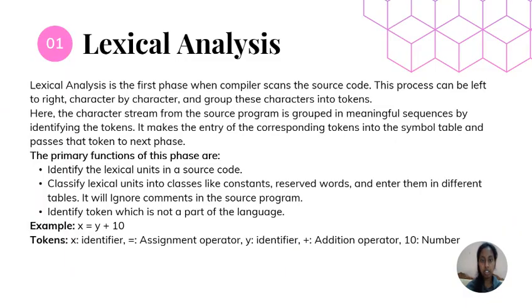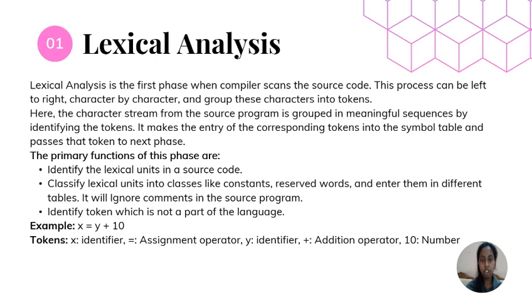Lexical analysis is the first phase, when the compiler scans the source code. This process goes left to right, character by character, and groups these characters into tokens. Here, the character stream from the source code is grouped into meaningful sequences by identifying the tokens. It makes the entry of the corresponding tokens into the symbol table and passes the tokens to the next phase.